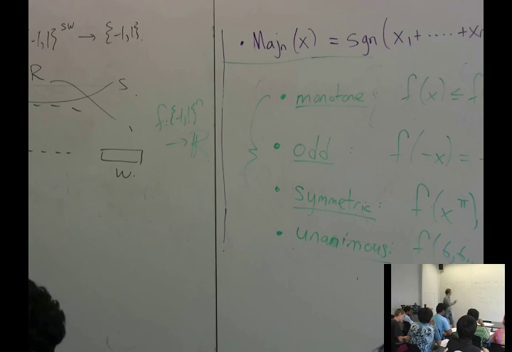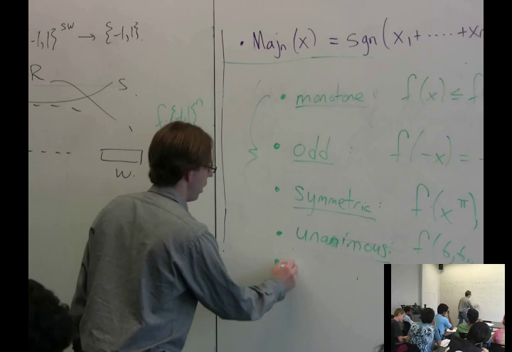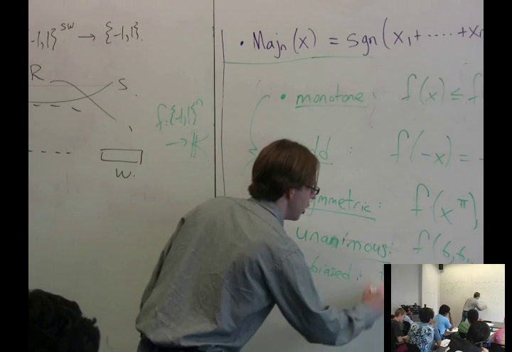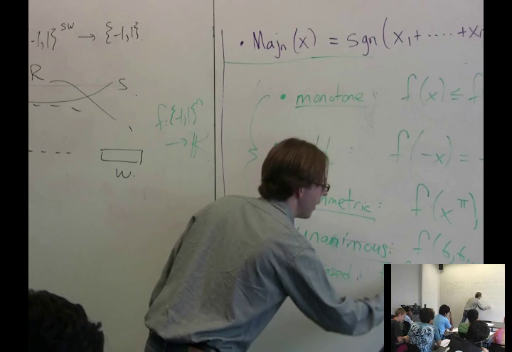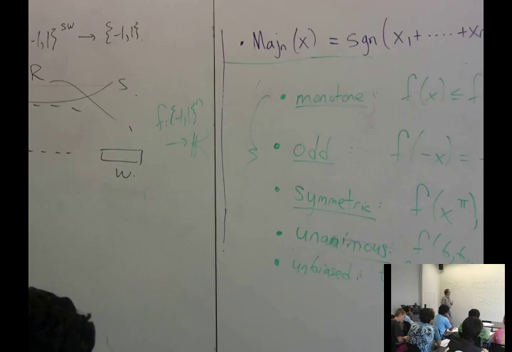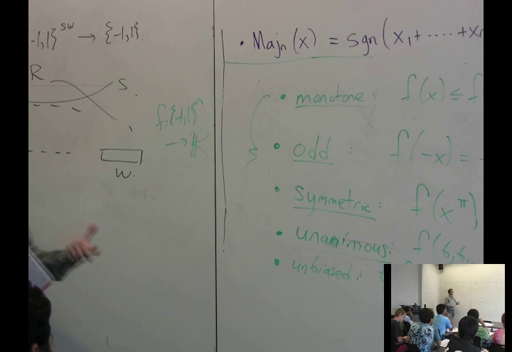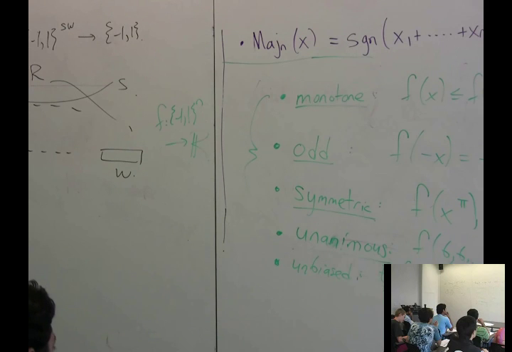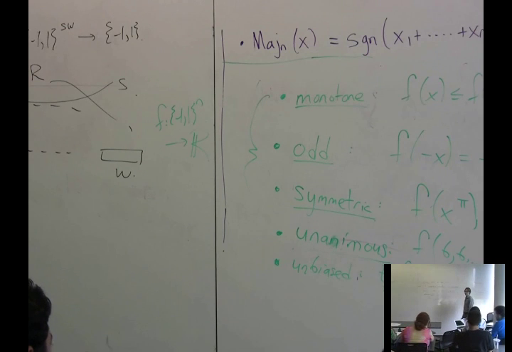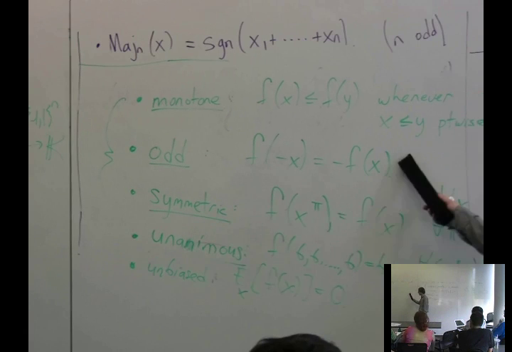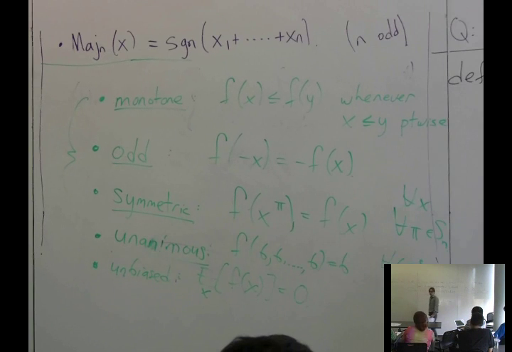Let me add one more property here. Unbiased, we defined this on day 1. This just means that the expectation over a random x of f of x is 0. Meaning that in its outputs, there are equally many pluses or minuses, which also seems like a fair property. Isn't that covered by odd? Yeah, that's a good point. Any odd function is unbiased, but not necessarily the reverse.